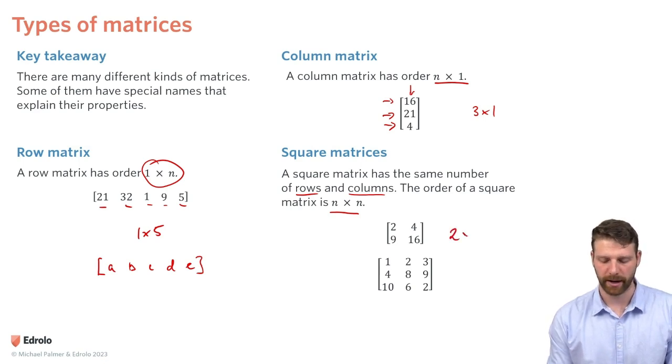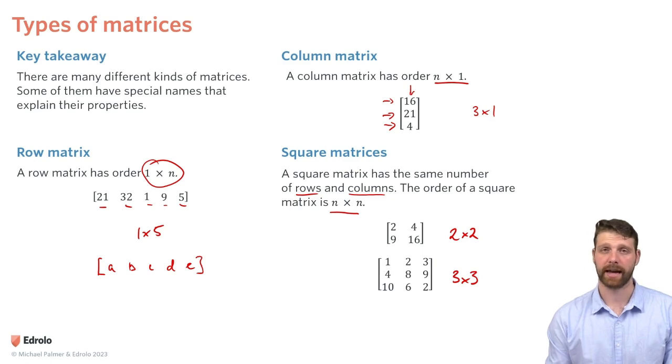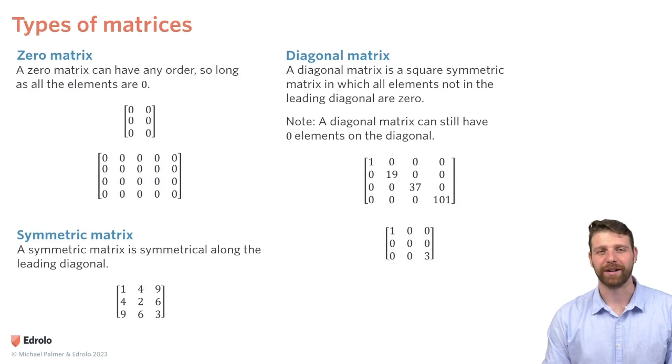So here I've got a 2 by 2 matrix and a 3 by 3 matrix. The numbers inside them aren't special. For now, what we're focusing on is their size and that they have the same number of rows and the same number of columns. Okay, even more matrices. We've got the zero matrix, symmetric matrix, and the diagonal matrix. So let's have a look at those.